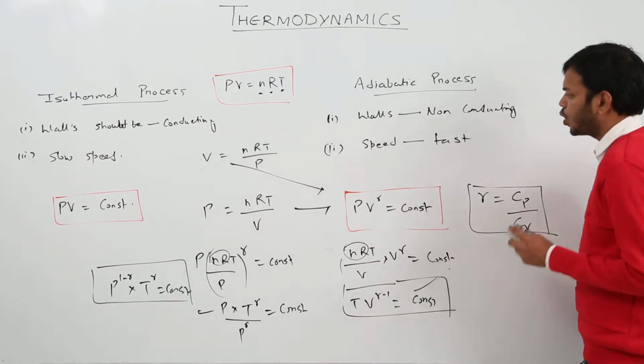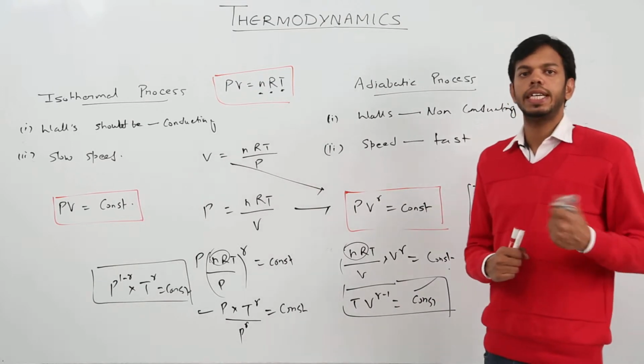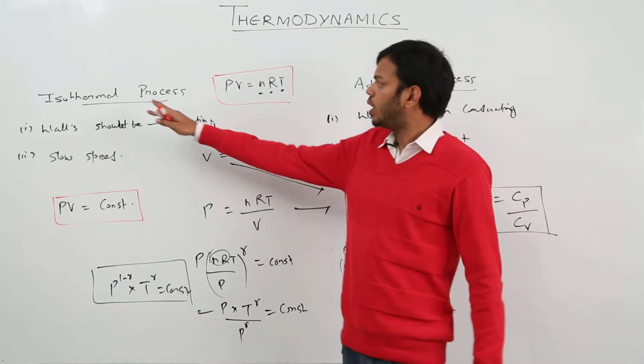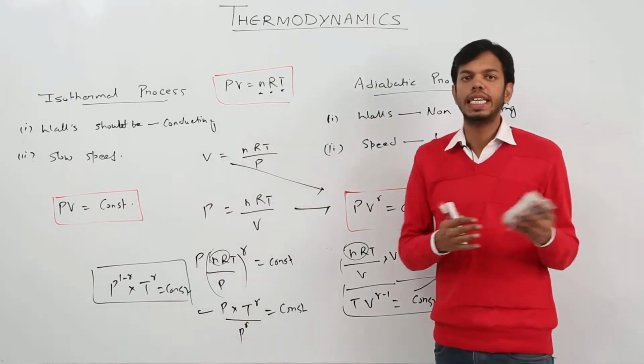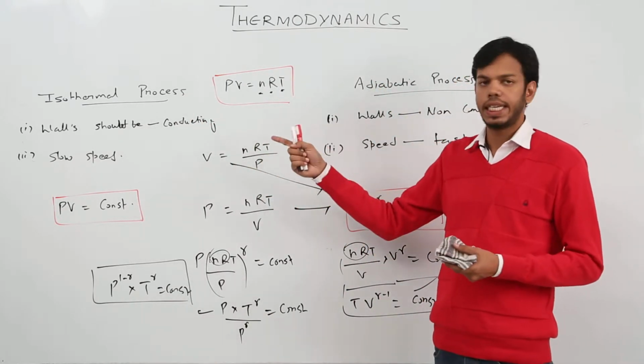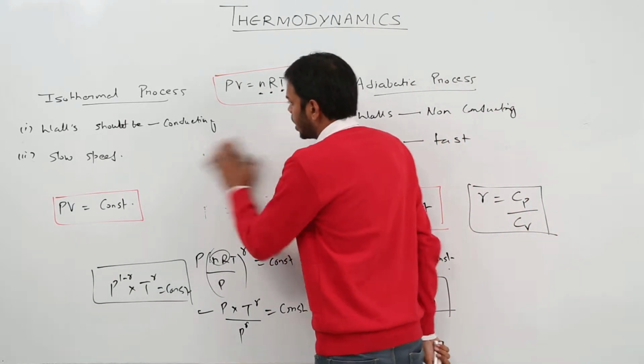Also, there is one very important fact which we missed. We just did the PV indicator diagram, right? So I can draw a PV indicator diagram for isothermal as well as adiabatic, but what would be the difference in the slope of the PV indicator diagram for isothermal and adiabatic? Let's figure it out.